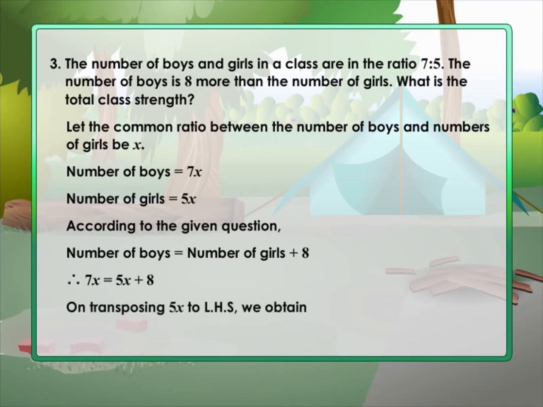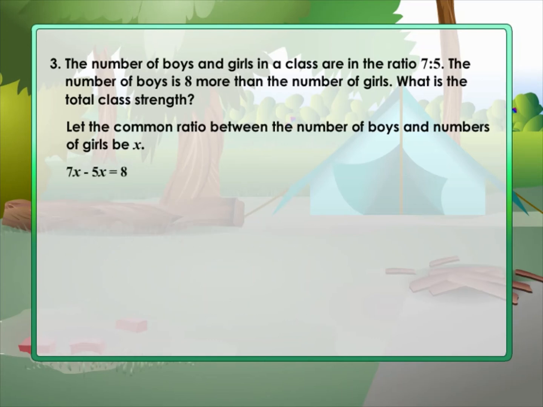On transposing 5x to the left-hand side, we obtain 7x minus 5x is equal to 8. 7 minus 5 is 2, so 2x is equal to 8. On dividing both sides by 2, we obtain x is equal to 4.